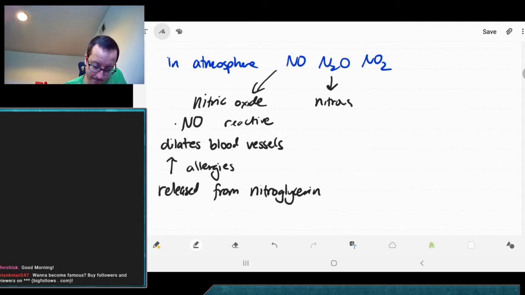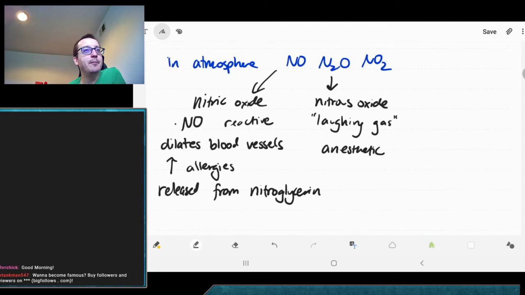Nitrous oxide, on the other hand, is laughing gas. That's not how you spell anesthetic. There we go. So it's something that's used in dentistry and in medicine as a general anesthetic. It's also known to kind of make you giddy, so that's why it's called laughing gas. That's kind of its main use.